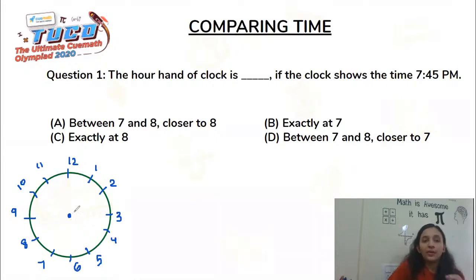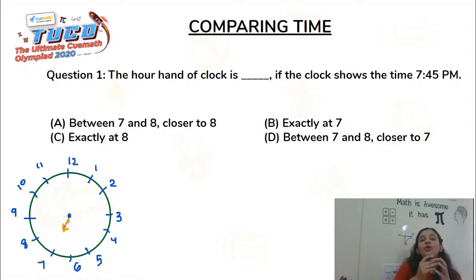Now, it is talking about the position of the hour hand. Now, what we know is that whenever a particular hour starts, the hour hand would be pointing at that exact number. That is, if we are starting with the 7th hour of the day, which is 7 a.m., it would be pointing at 7. So, as we have 7:45 p.m., we would have the hour hand pointing at 7.